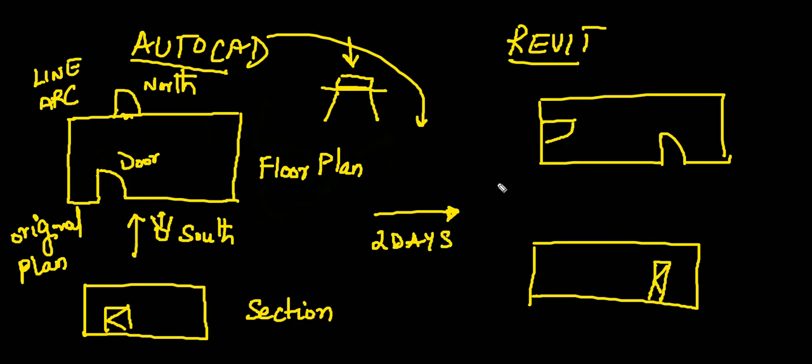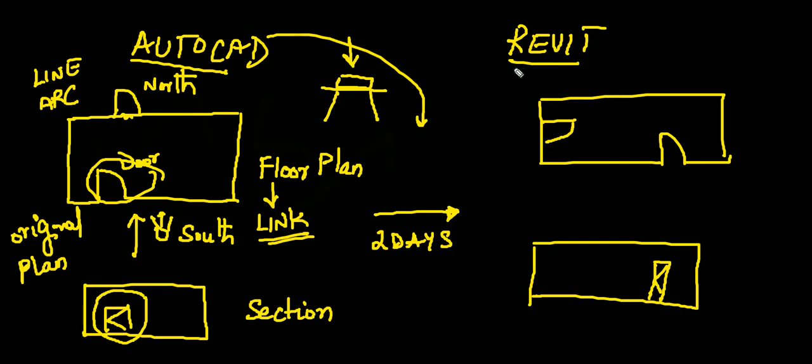Hope this is clear so far. In AutoCAD there is no link between each drawing, no physical link. If this gets updated or revised, I have to revise this. There is no such thing as a link. It doesn't automatically revise.